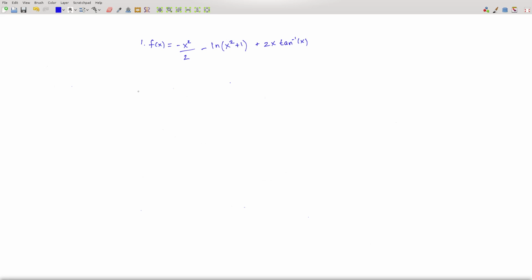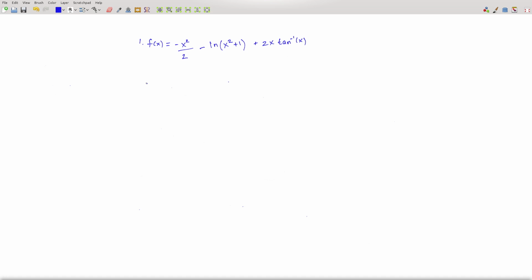In this video, we're looking at the first of the practice problems, and this problem gives us the function f of x equals negative x squared over 2 minus the natural log of x squared plus 1 plus 2x times the arctangent, also called an inverse tangent, of x. Let's begin by finding the derivative of this function.